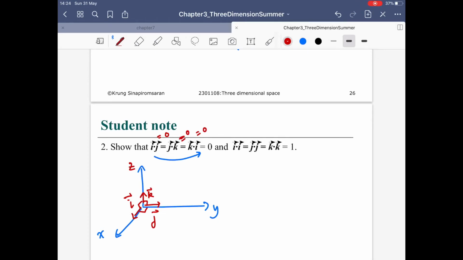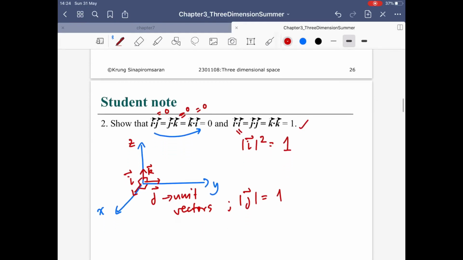And then because each of them is a unit vector, what does this mean? It means that your length is always 1. So it means that if you want to find i dot i, it is the length of i squared. So it is just 1 squared, which is always 1. Okay, so this is very simple.